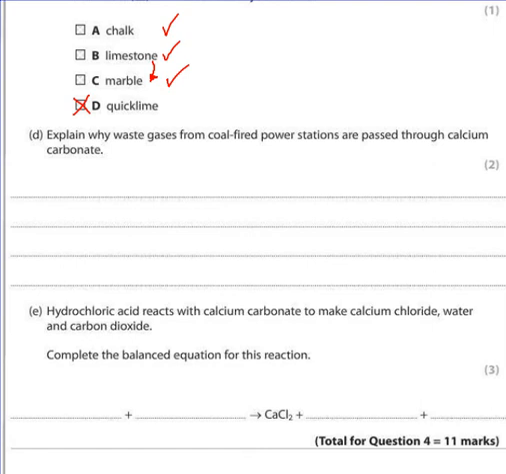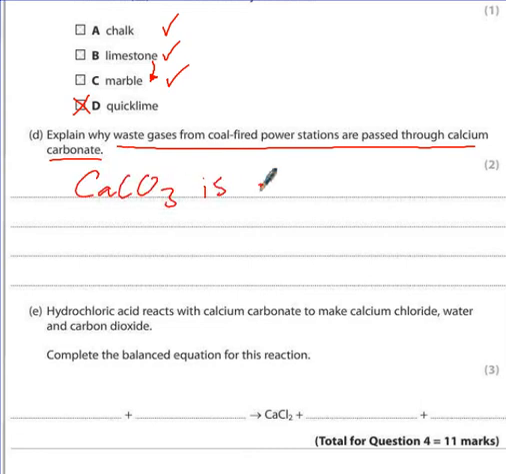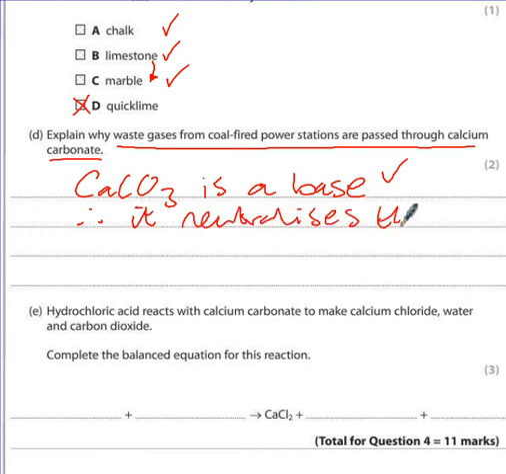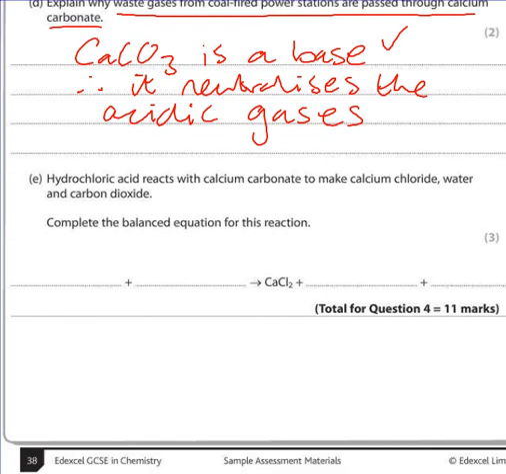Explain why waste gases from the power station have calcium carbonate passed through them. Calcium carbonate is a base, or you can say alkali, so that's 1 mark. It neutralizes the acidic gases. A bit like putting it on the acidic field, we're talking about the acidic gases coming from a power station.